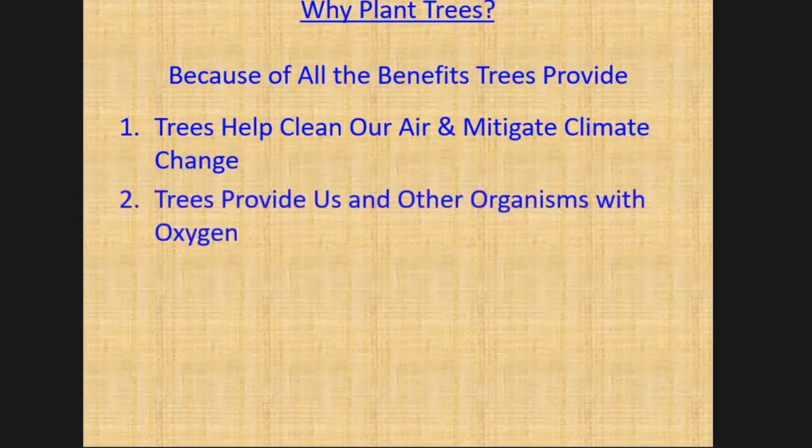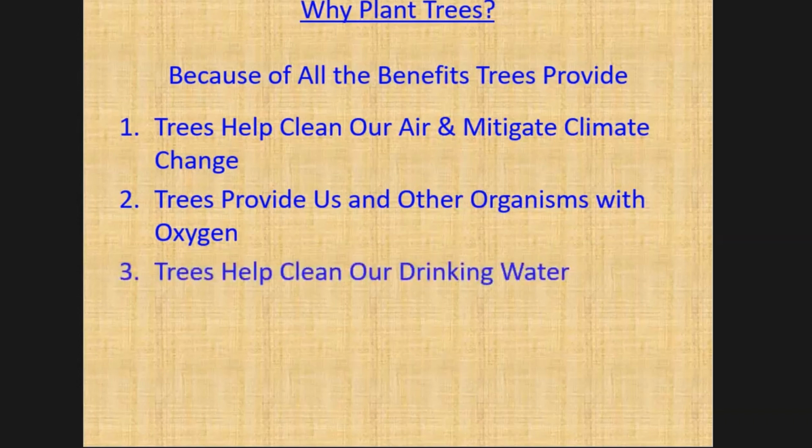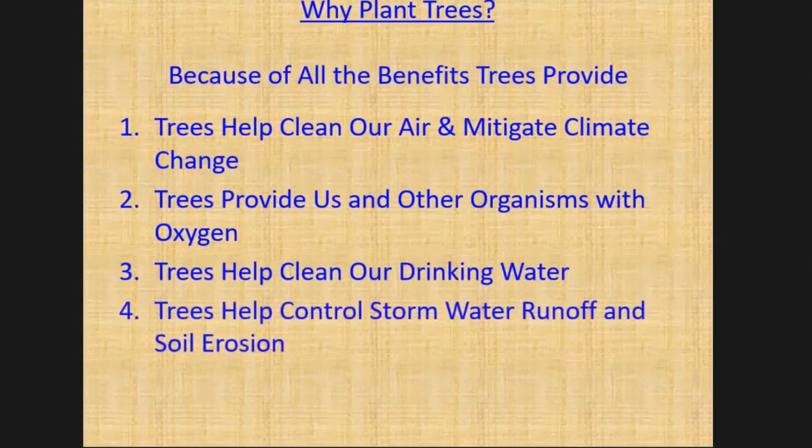Trees also provide the oxygen that we need. They take in the CO2, they sequester the carbon in their wood, and they give off oxygen that we breathe and animals need. Trees help clean up our drinking water, as I said before. They filter out the pollutants of water on the surface and in aquifers. They help control stormwater runoff and soil erosion to keep things from flooding.